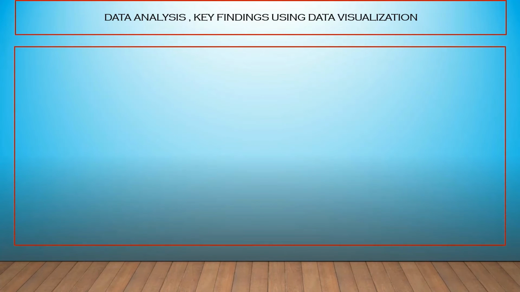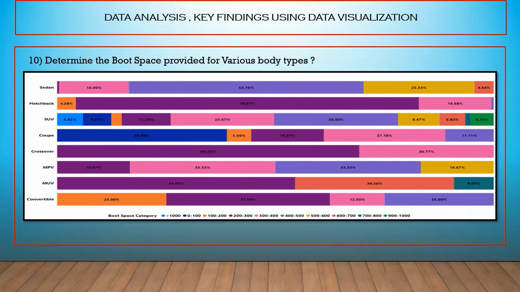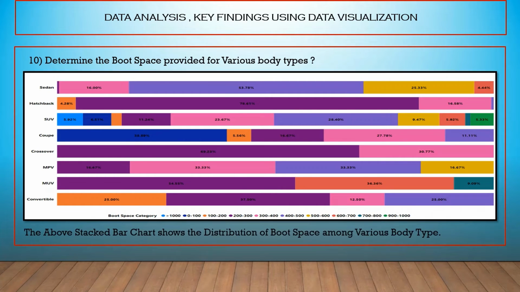Our final objective is to determine the boot space provided for the various body types. Here we have used a 100% stacked bar chart to find out the distribution of the boot space among the various body types. It can be seen that the boot space category of 200 to 300 liters is common among the various body types.